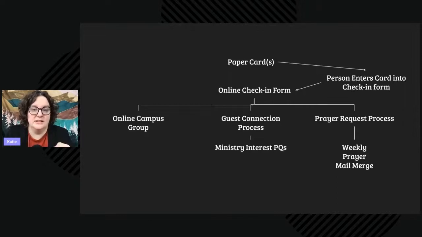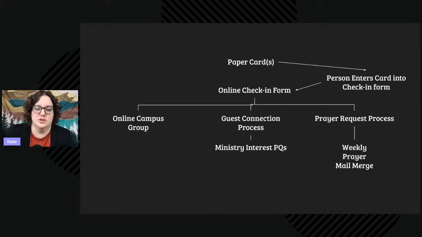But then the check-in form goes to, depending on what they check, which we'll talk about, either an online campus group if they're watching online, or it goes into our guest connection process, which has the ministry interest process queues and other ways to get connected. Or if they left a prayer request, it goes into our prayer request process, which then is a weekly prayer mail merge that goes out with the prayer requests that were submitted. So that's a very high level look at what our connection process looks like.